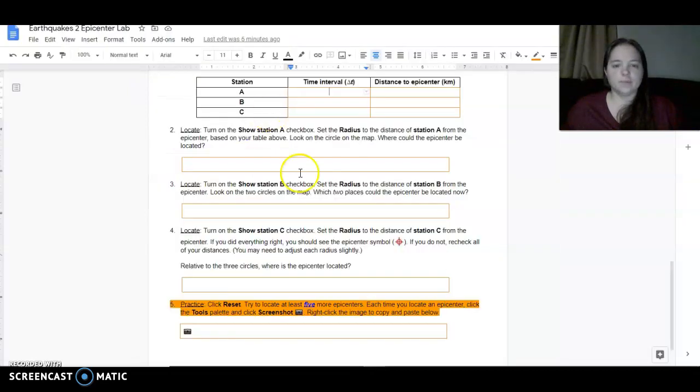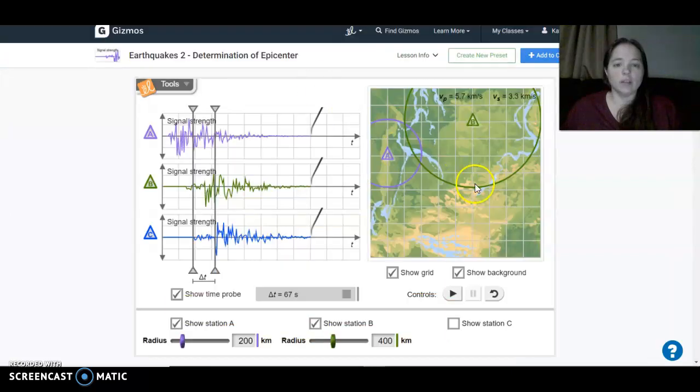All right. And then turn on that, set the radius to the distance of C. If you did everything right, you should see an epicenter symbol like that. If you did not, recheck your distances. You may need to adjust each radius slightly. Relative to the three circles, where is your epicenter located? So it looks like I might not have done mine too well.